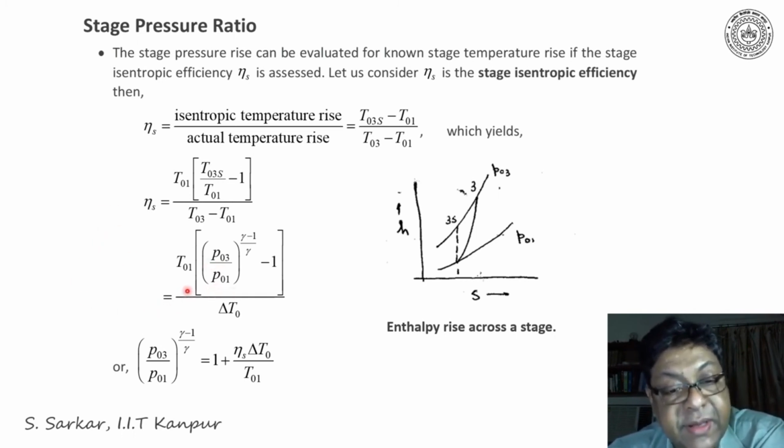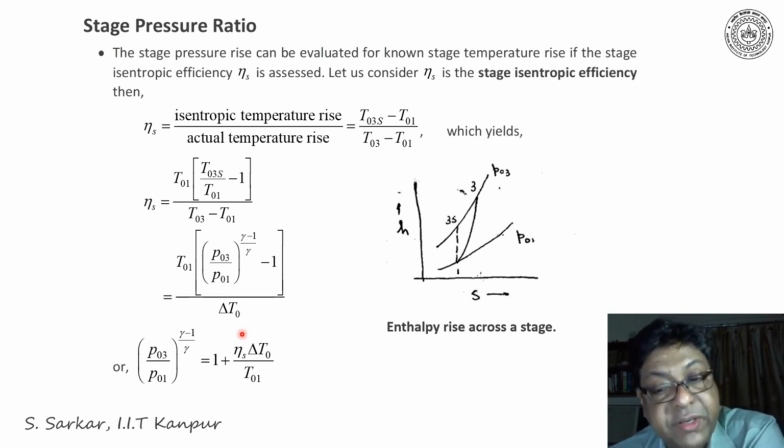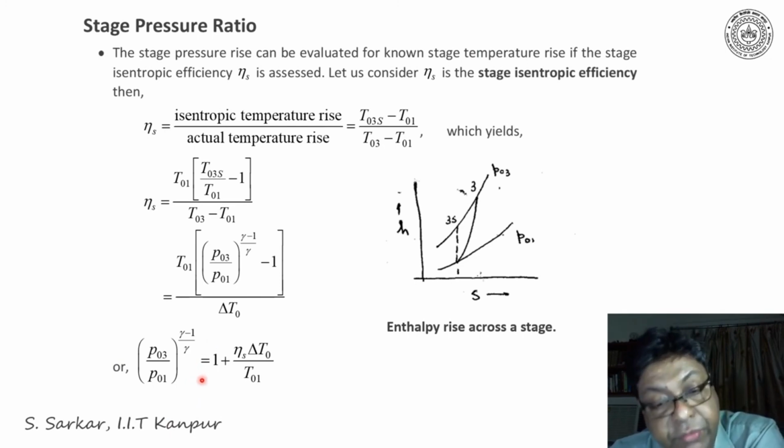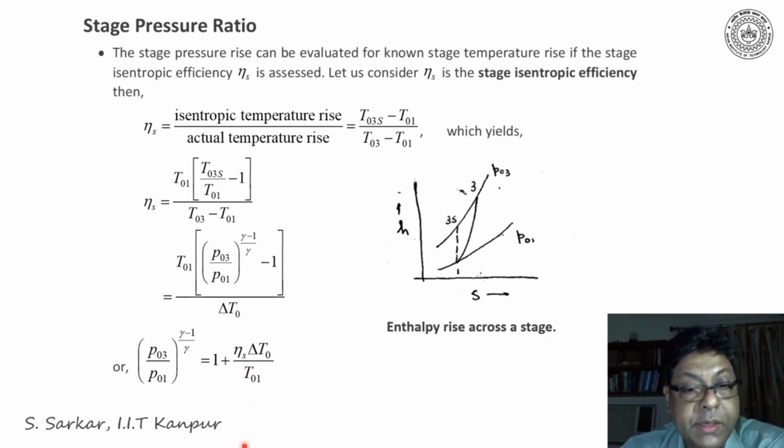Now, the ratio of T03S by T01 can be represented as the pressure ratio P03 by P01. Thus, ηS can be written as T01 [(P03/P01)^((γ−1)/γ) − 1] divided by ΔT0. ΔT0 is the temperature rise of the stage. Equation 6 gives the value of ΔT0. Thus, from here I can write P03 by P01, which is the pressure ratio of the stage. Thus, (P03/P01)^((γ−1)/γ) is equal to 1 plus ηS ΔT0 divided by T01. T01 is the inlet total temperature at the stage.